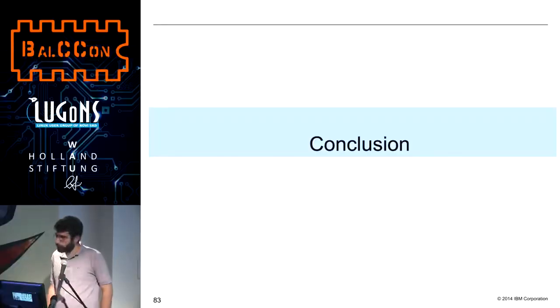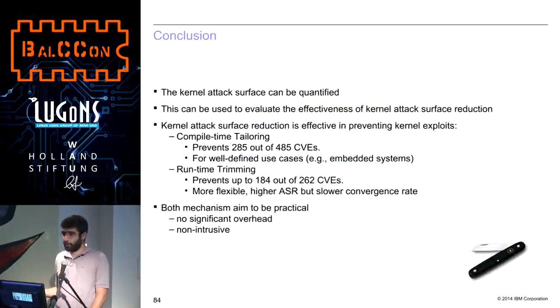All right, so with that, I would like to wrap up. In this talk, we've seen that the kernel attack surface can be quantified. And this is useful because it allows us to evaluate the effectiveness of a given mechanism that you come up with. So you can guide your research and your development in a way that allows you to reason objectively about which mechanisms are superior to others.